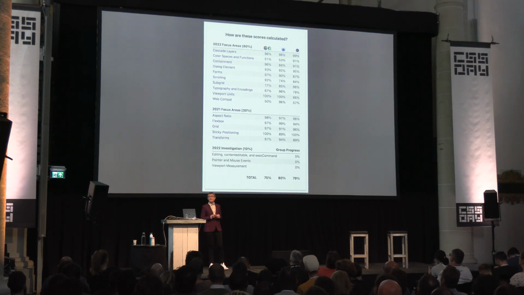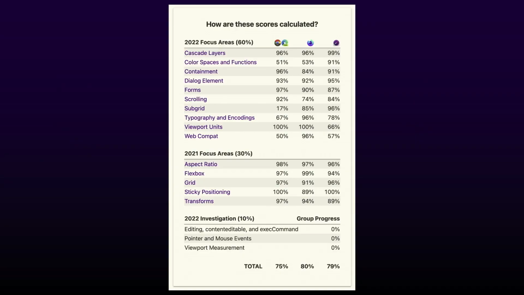So I think what's interesting, if we look at the breakdown here, this is on the same dashboard, the breakdown of current scores, it really highlights this fragmentation of support across browsers. It's really not that one browser is far behind the others in all areas. Each has a better score in different areas. So color spaces and functions, for example, Safari is at 91% and Firefox and Chrome were at 52 and 51%. So Safari is in the lead there.